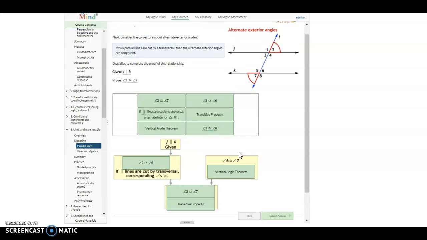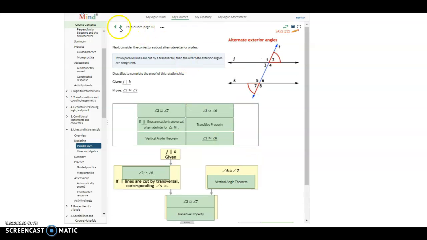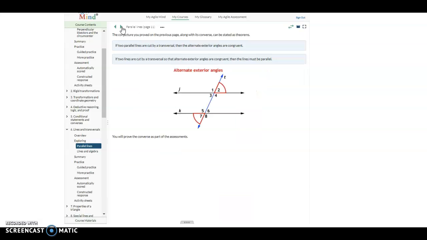So we just proved what's called the alternate exterior theorem, which states if you have parallel lines, then the alternate exterior angles are congruent. The converse we will also prove eventually, and that states that if you have two lines cut by a transversal which make the alternate exterior angles congruent, then you know as a result that the lines have to be parallel to each other.